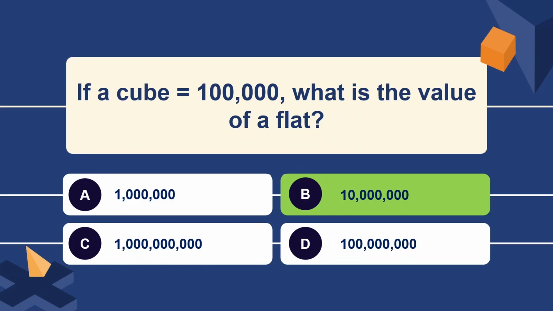1 cube is 100,000. We have just established from the formulas that 1 flat is the same as 100 cubes. So if 1 cube is 100,000, then it means you have to multiply 100,000 by 100, which is the same as 10 million, as seen in option B.